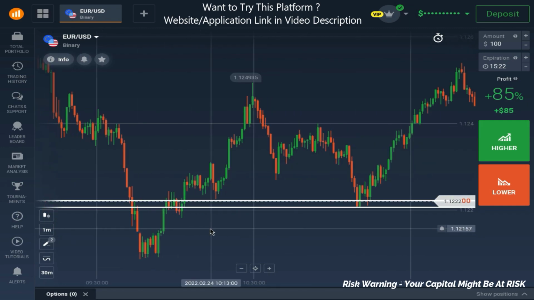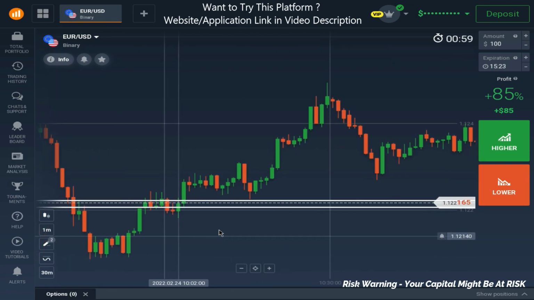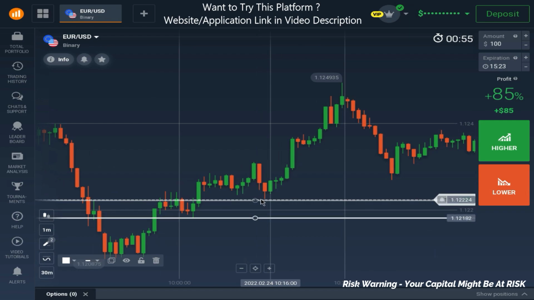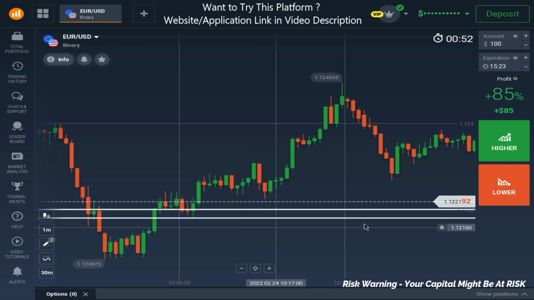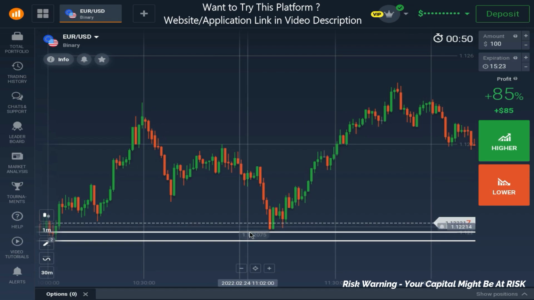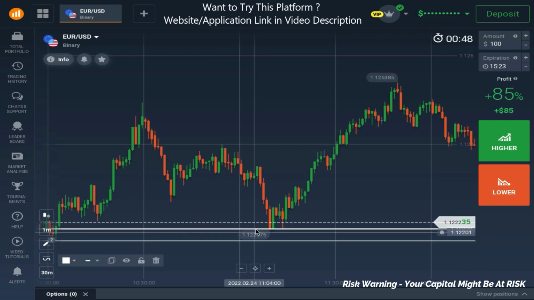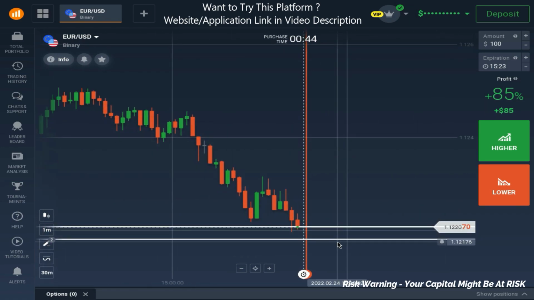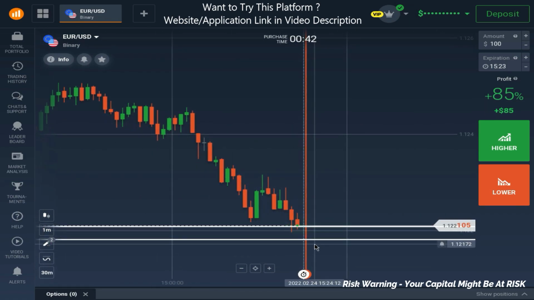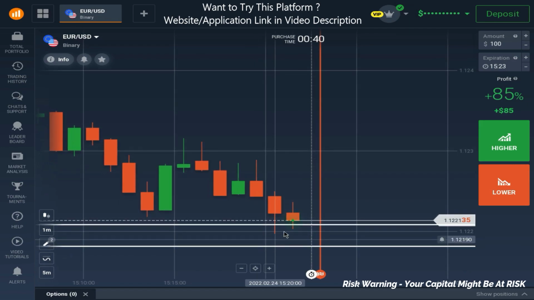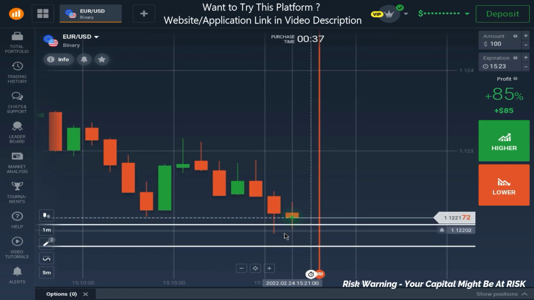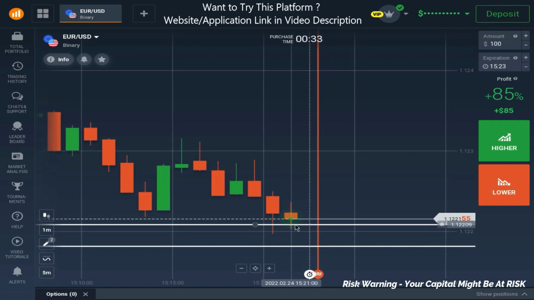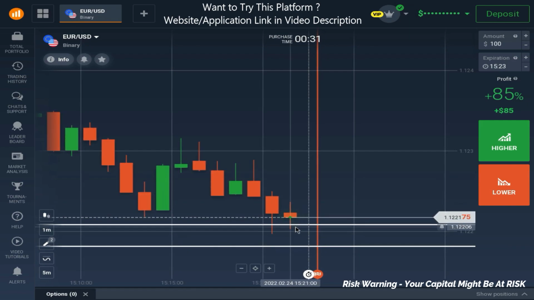But as we are on this level, let me include these wicks as well. Now, we have this zone of support, and the market is actually at this support right now. The market is showing some rejections from the lower levels, and if the market forms some good candlestick pattern, we can surely place some trades in the upper direction.